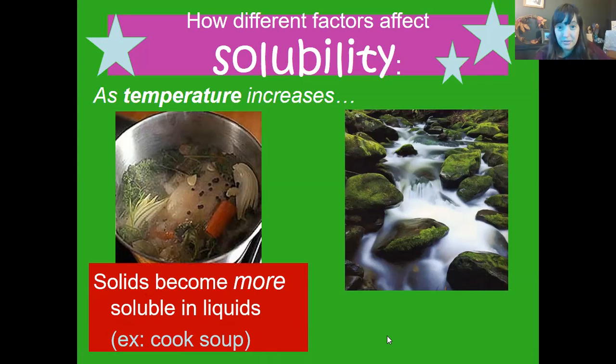Now that is not true for gases. This picture is of a stream, and streams carry a lot of dissolved oxygen, O2, oxygen gas in them. And that's really important because everything that's alive in the stream is breathing that oxygen. We know that warm streams are really bad for salmon, and when we've had heat waves in Oregon, a lot of salmon have died. That's because when you heat up a gas, it becomes less soluble in a liquid. So while solids become more soluble, gases become less soluble.